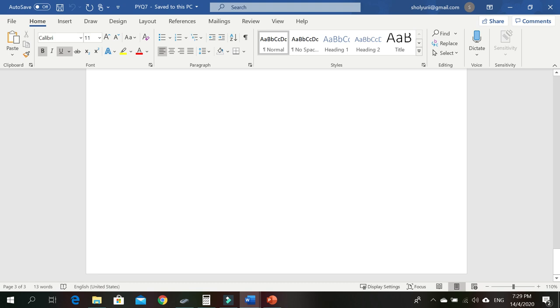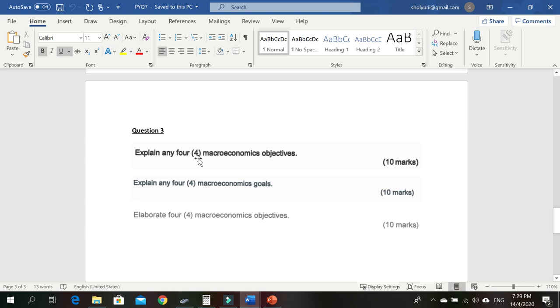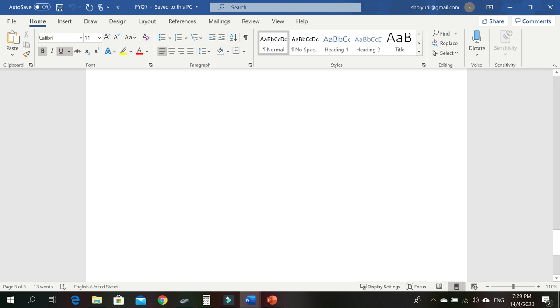Okay, bila saya letak sekali tiga ni, maksudnya soalan yang sama, dia keluar selalunya, cara tanya je berbeza. Four macroeconomic objectives. So, kita ada lima, pilih mana-mana empat yang paling mudah. Cuba tolong, cuba mengarang. Okay, so that's it.